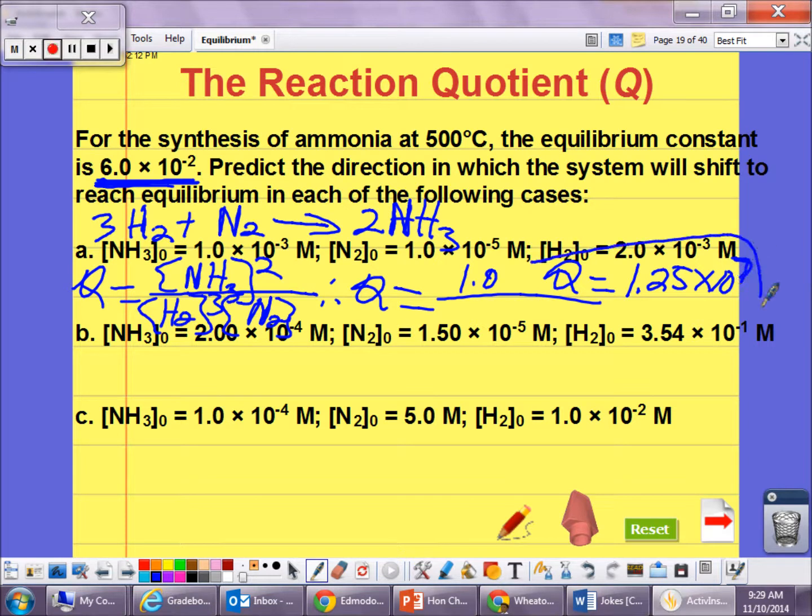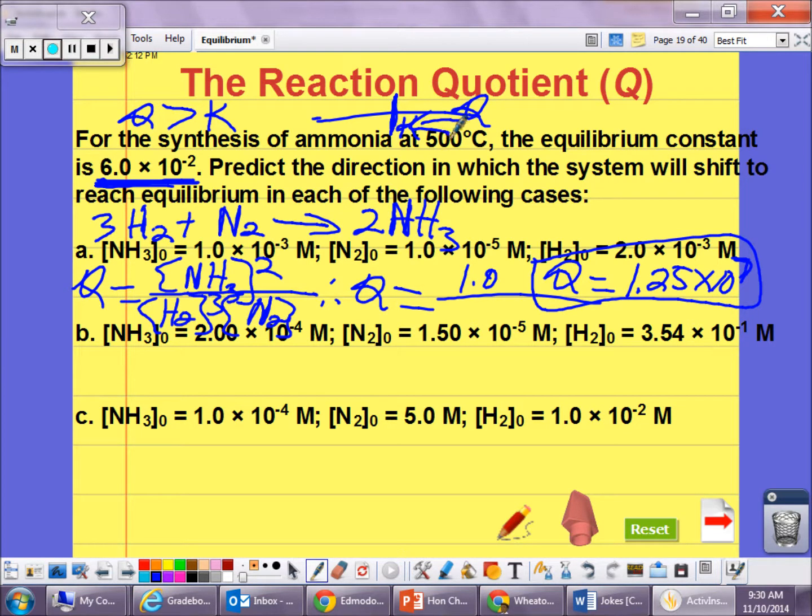Now, all you have to do is compare Q with K. Remember, K is 6 times 10 to the negative 2. Q is 1.25 times 10 to the positive 7, so Q is greater than K. And remember, K is where you want to be. This is your K, this is Q. Therefore, the equation will shift to the left, not product, to the reactant.